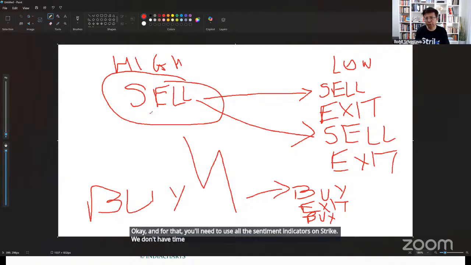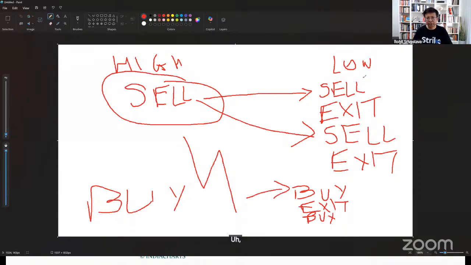We don't have time today to cover all of them. Like I said, we'll consider the swing and RMI for option buyers. So that is one that we'll definitely look at, because I want everybody to be able to make money, right? That is the main objective of using Strike.